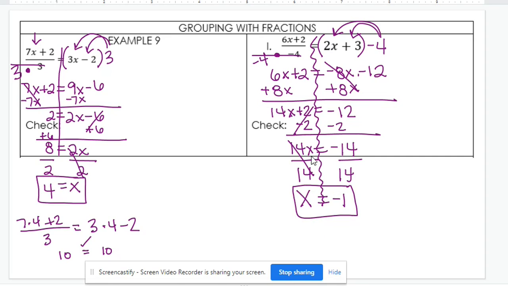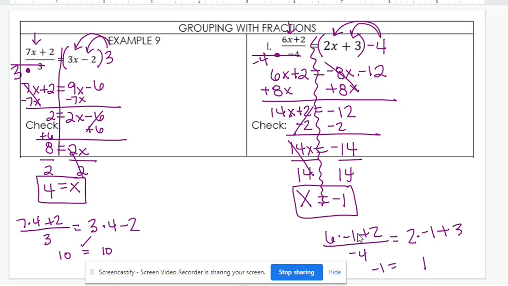Again, to check this one, you're going to plug a negative 1 in for x. So you'll have 6 times negative 1 plus 2 divided by negative 4. And on the right, you'll have 2 times negative 1 plus 3. So you should get negative 6 plus 2, which is negative 4 divided by negative 4 is negative 1. And on the right, 2 times negative 1 is negative 2 plus 3 is 1.